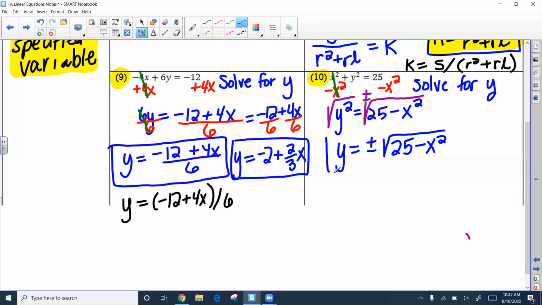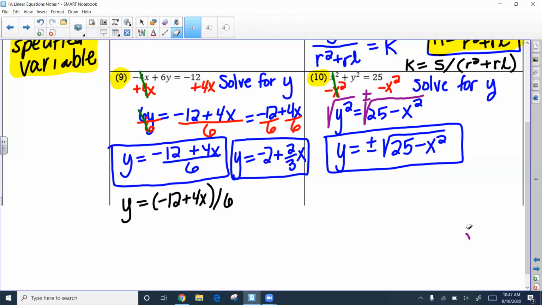Okay. And this is actually all we can do on this problem. Now the y is by itself, so that's how we would write our answer. Y equals plus or minus the square root of 25 minus x squared.